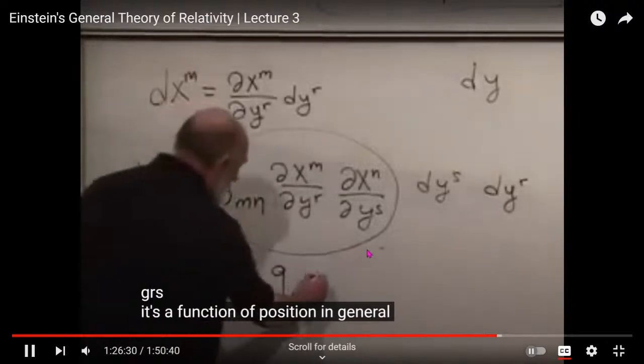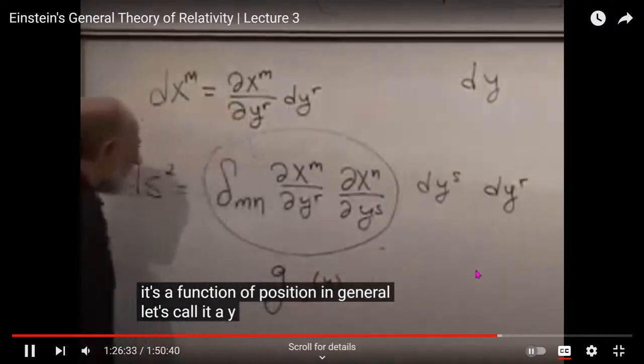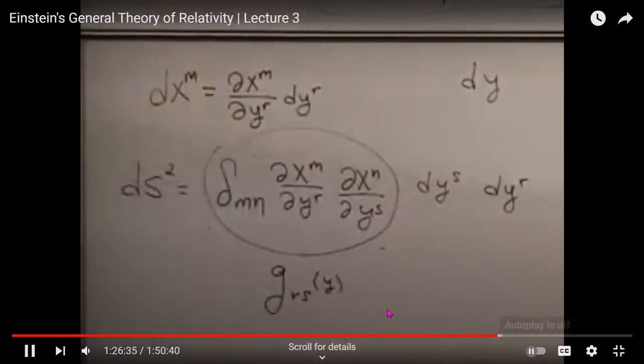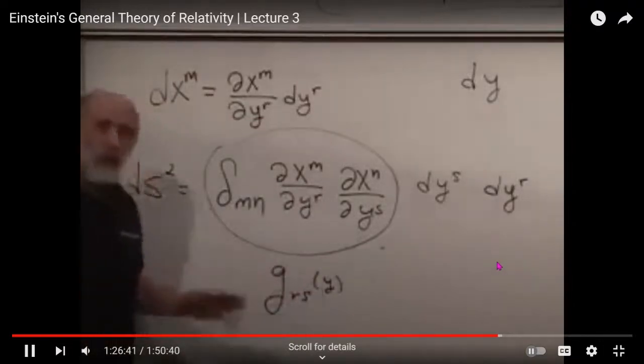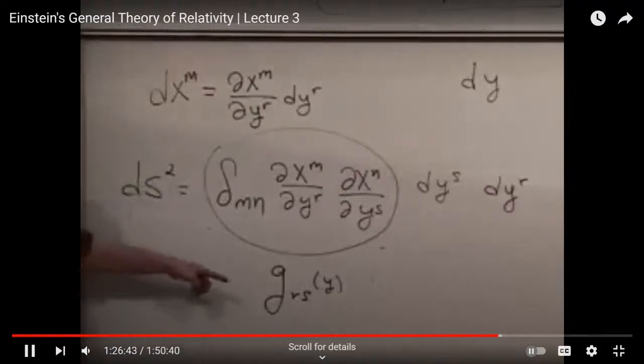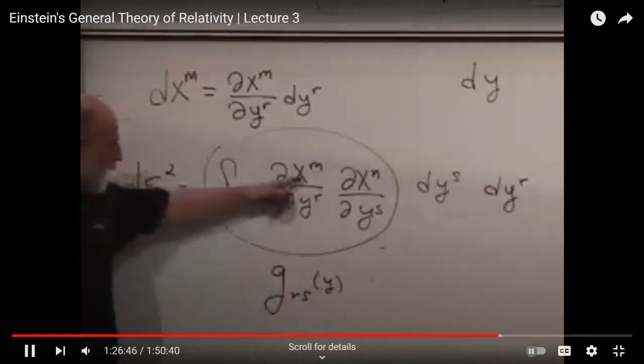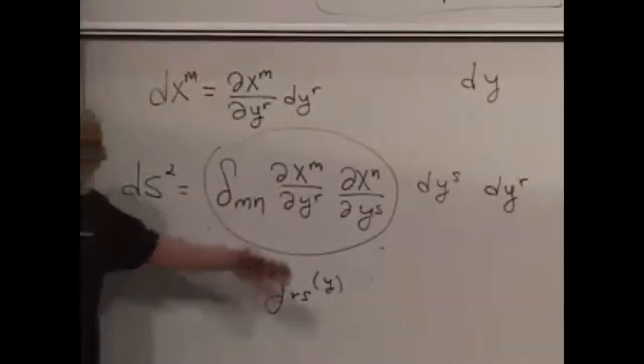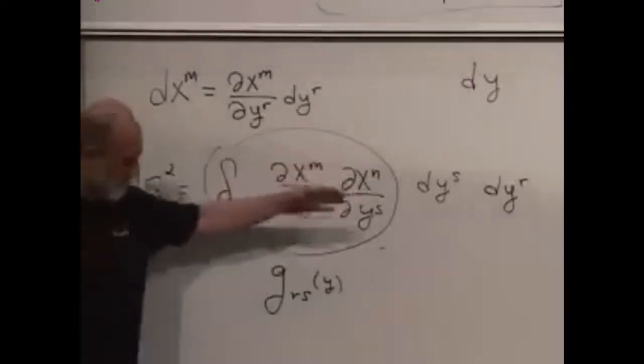Let's call it a function of y. It doesn't matter whether we call it a function of x or y, since if we know something as a function of x, we automatically know it as a function of y. But I want to be working in y notation. So I call this GRS of y, and in general, it depends on y. It's not just a collection of numbers, these are a collection of functions.